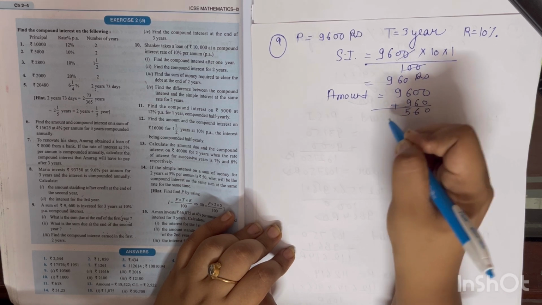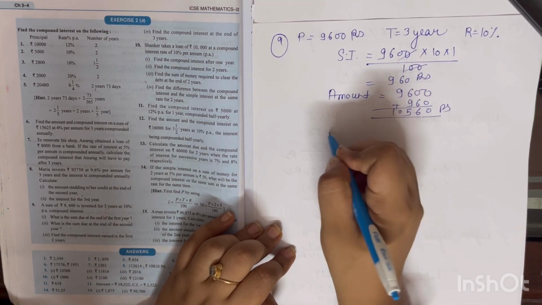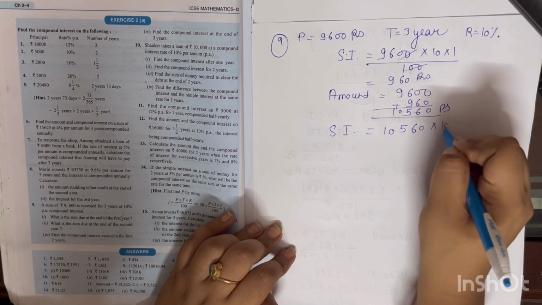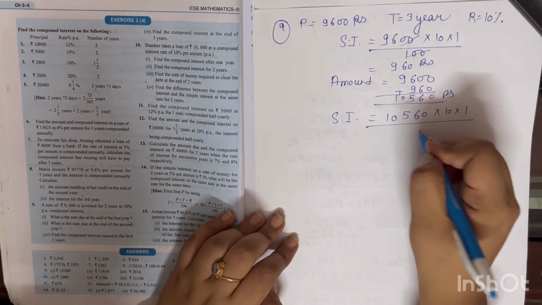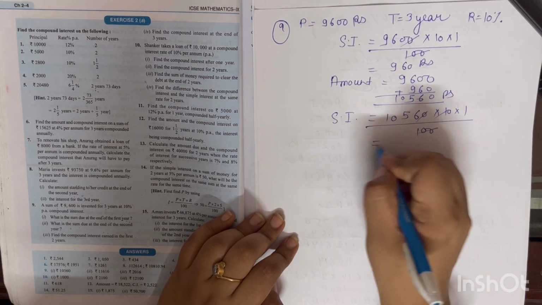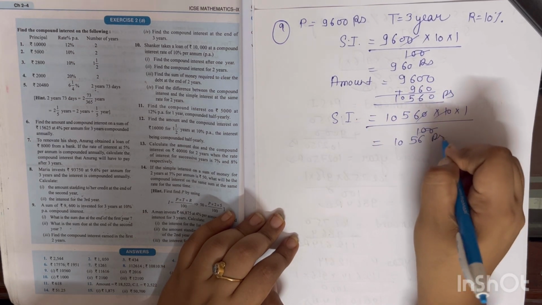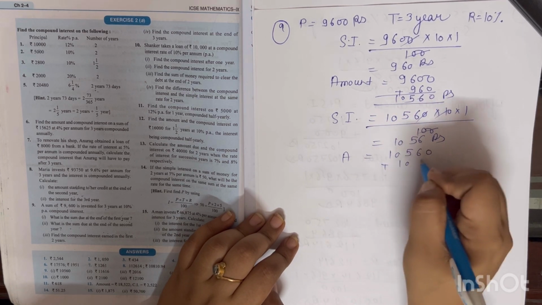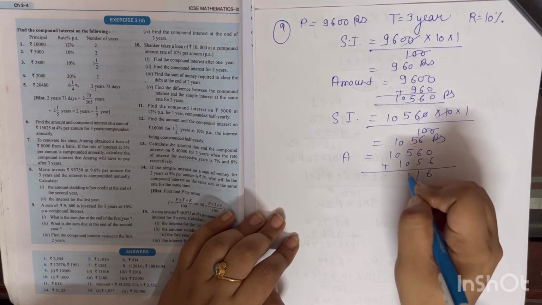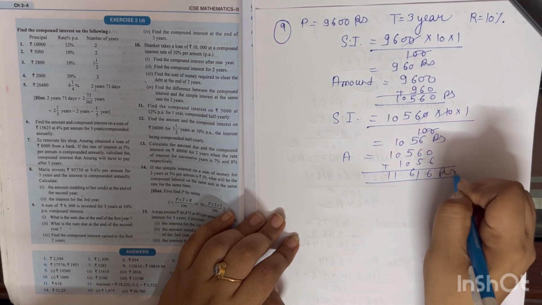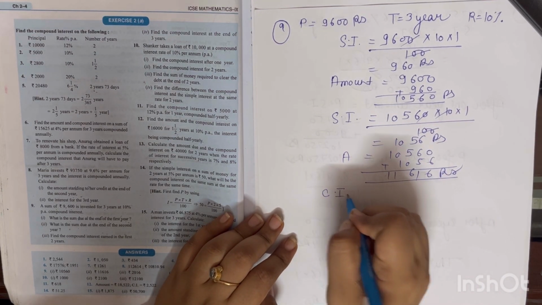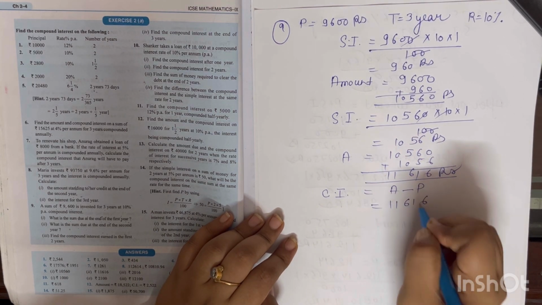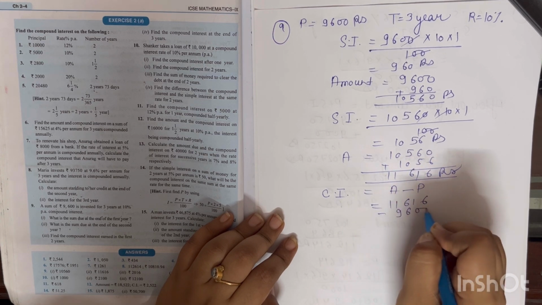Now simple interest is 10560 into R into T by 100. So 1056 rupees. Now amount will be 10560 plus 1056, it will be 11616 rupees. Now compound interest is amount minus principal, 11616 minus 9600, it will be 2016 rupees.